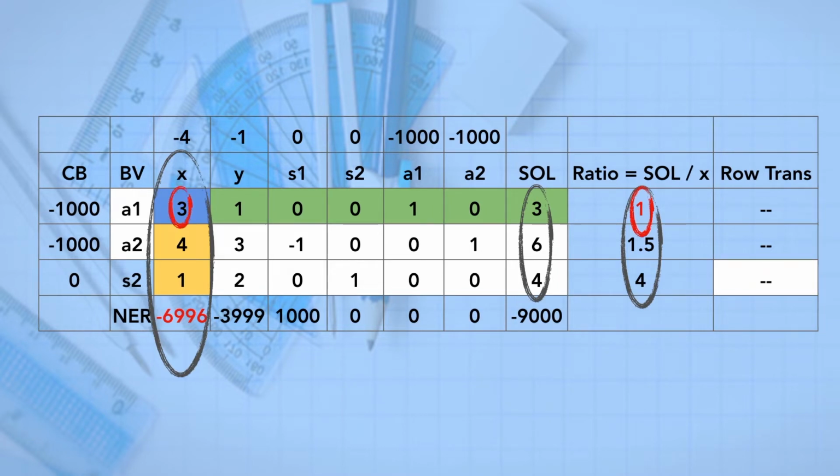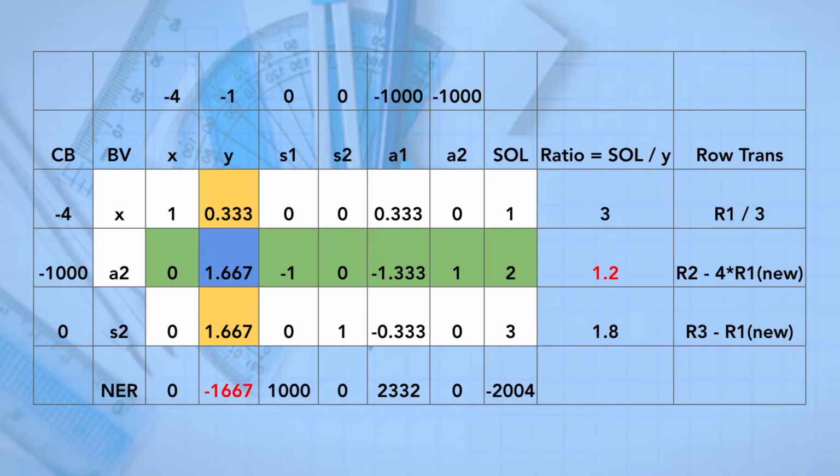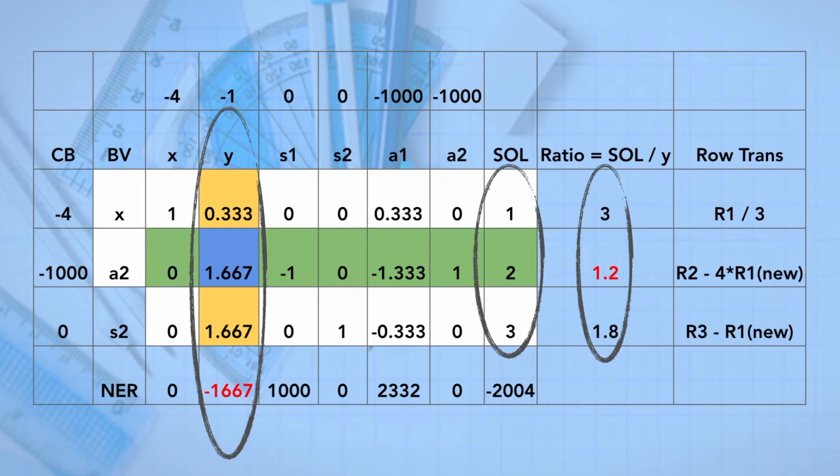Applying the row transformations in order to shift the basis from the leaving variable column to the entering variable column, we get the second simplex table. In the second simplex table, the most negative of NER is under the y column. Hence, y is the entering variable. So, dividing the SOL elements by the corresponding entering variable column elements, we get 3, 1.2 and 1.8. Hence, the minimum ratio is 1.2, which corresponds to a2 row, and therefore a2 is the leaving variable, and this gives the pivot element as 1.667.